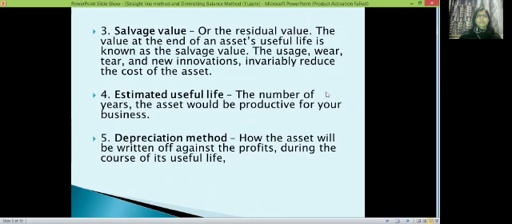Next thing which is considered as relevant is residual value or salvage value. Now what is this? Residual value refers to the value at the end of an asset's life, which is known as salvage value. Residual value is what remains in your hand at the end of the life of that particular asset. That is known as residual value.